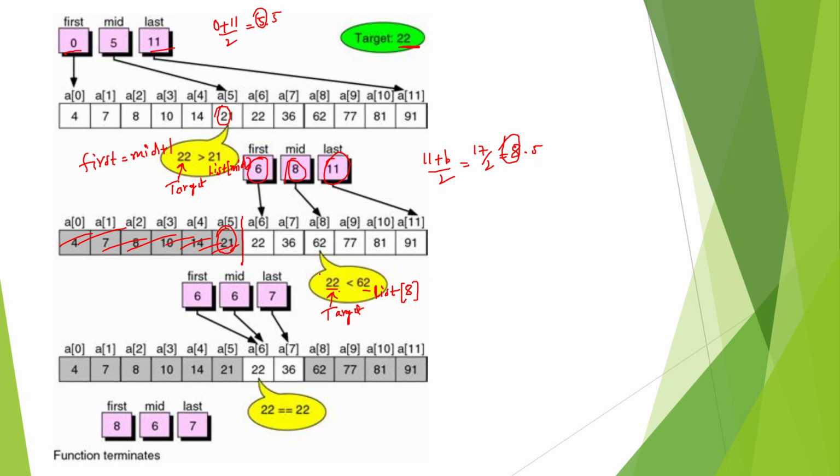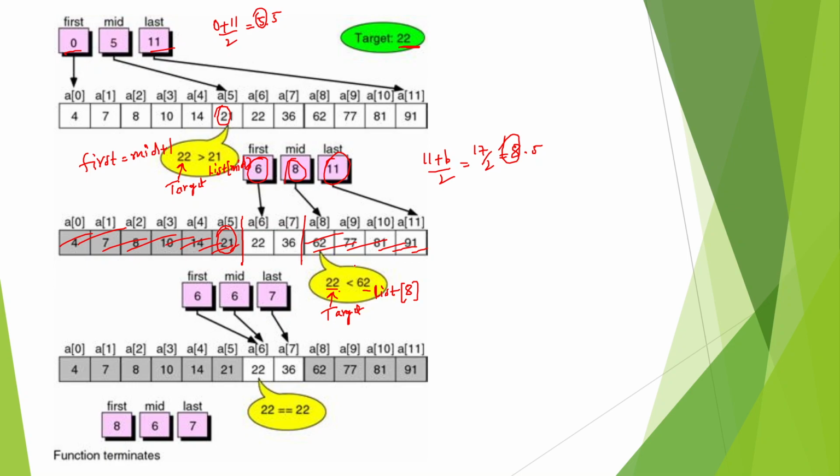So when the target is lesser, there is no chance of our item being in this portion. So it can be in these two only. Because the target is lesser, it should be lesser than 62 only. It should not be greater. It will not be greater than 62.